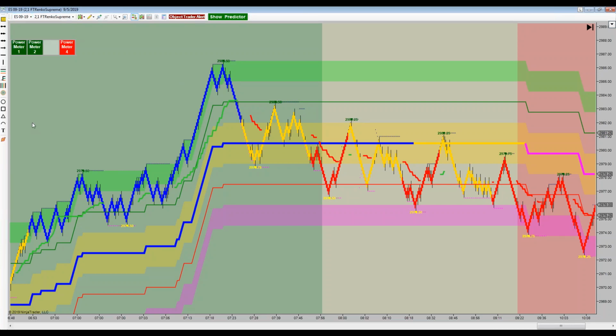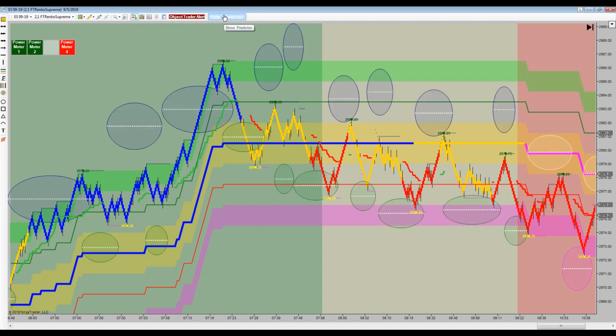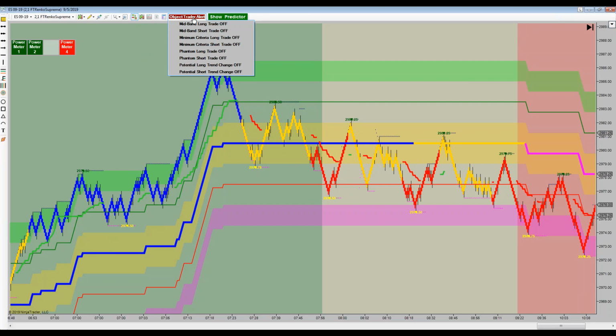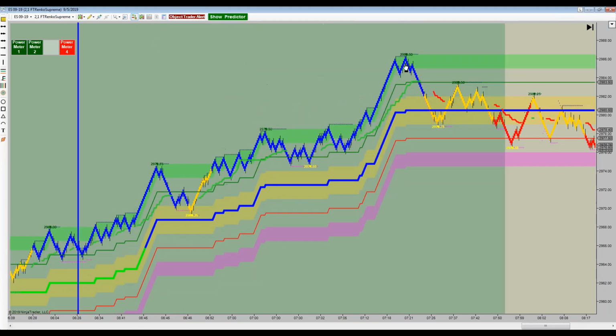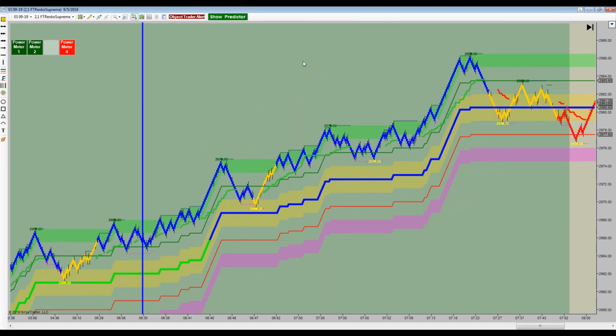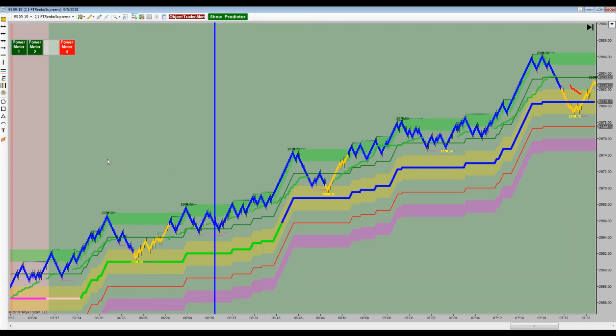The main indicators you see here are, of course, the colors of the background. You have green, red, and this transitional color here. Bar colors: blue, yellow, and red. The power meters, the four different trends on the chart. We have predictors, real-time support and resistance, and of course we have the alerts. Now what you do for the alerts is that when you can very clearly see that ES was in an uptrend.